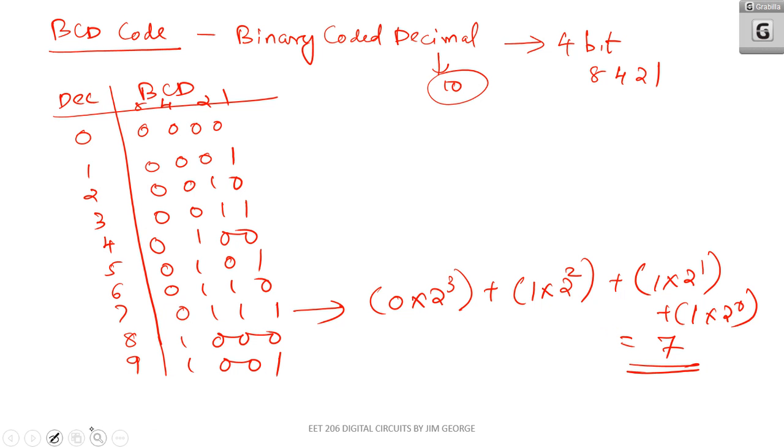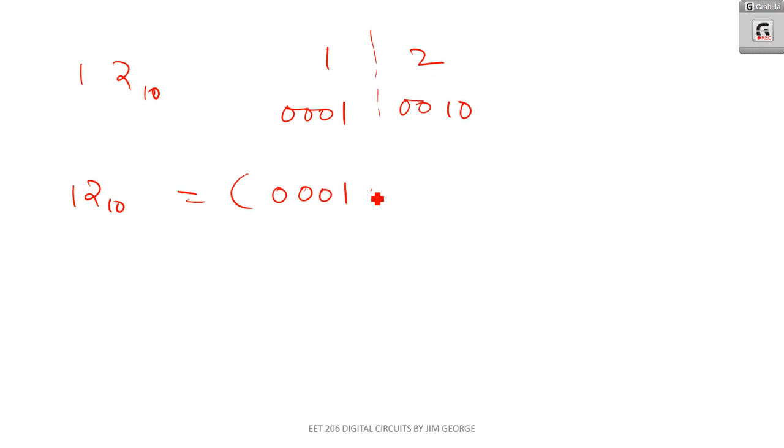Now how will you deal with the double digit or triple digit format? If you are going to write the code of 12, you don't have a code for 12, so you have to split the number. Here you have a decimal number 12 to the base 10. So you should write 1 and 2 separately, and write the BCD code of each. What is 1? 0, 0, 0, 1. What is 2? 0, 0, 1, 0. Therefore 12 to the base 10 we can write as 0, 0, 0, 1, 0, 0, 1, 0 in BCD format.